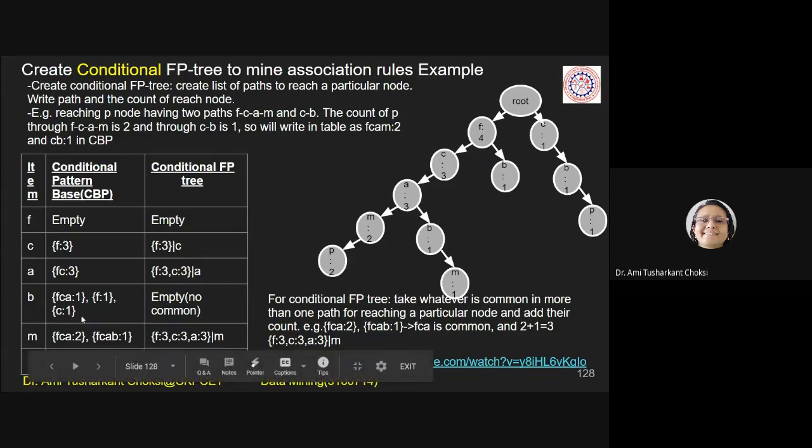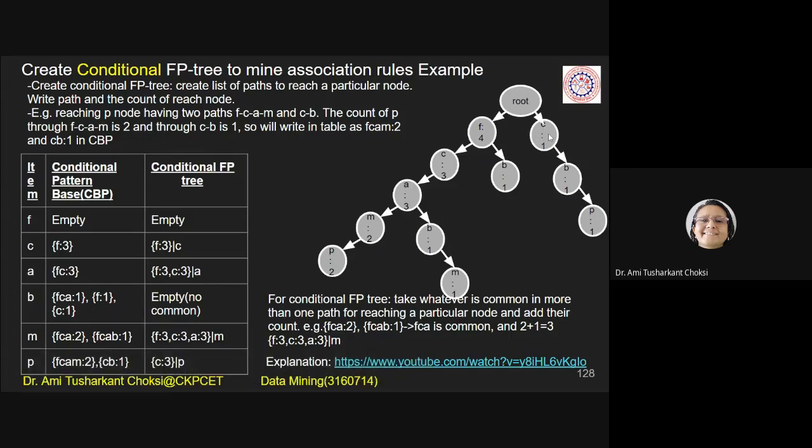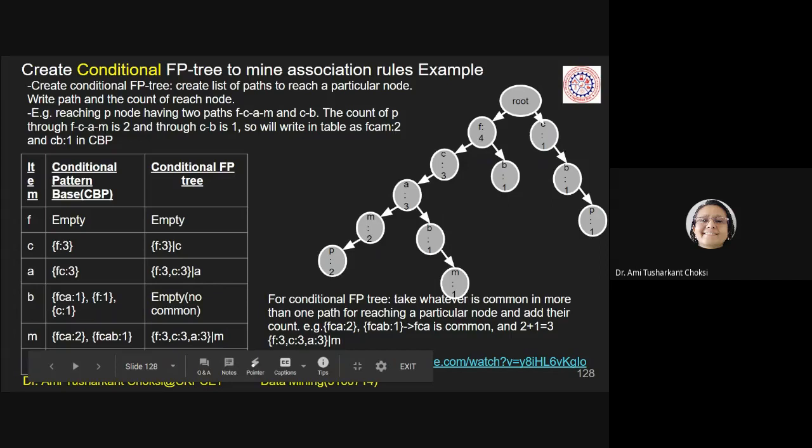Now C colon 1, is it there? Yes, here it is, right? So we can say C and B, that is the path available. What is the minimum support count for this particular path? It is only 1, fine? So what we need to write is, we are not considering this B, because we are reaching this particular node. So the path is here. To reach this particular node, what we write is C:1, right? So that's what we have written here.